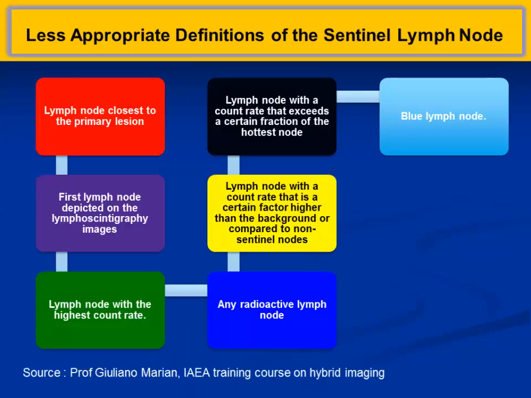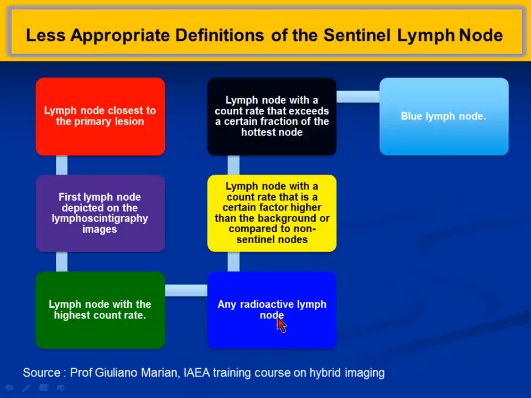Image interpretation varies. There are various definitions. One of the definitions is that the lymph node close to the primary lesion is taken as a sentinel node, or the first lymph node depicted on a lymphoscintigram could be a sentinel node. The lymph node with the highest count rate, the hottest node, they take it as a sentinel node, or any radioactivity at the time of surgery, if it's hot, they take it as a sentinel node.